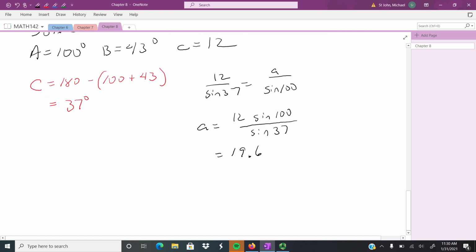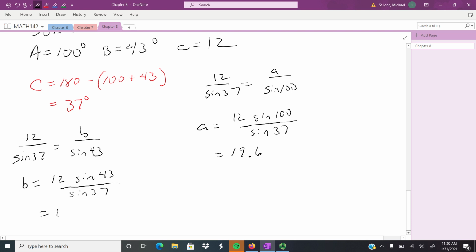And then we can do the same thing and find side b. So 12 over the sine of 37 is going to be b over the sine of 43. And again, cross multiply and divide. And so b is going to be 12 sine 43 over the sine of 37. And that'll give us 13.6. Okay. So we found everything in regards to that triangle. Right? So let's look at another type.